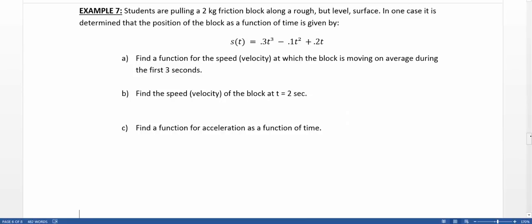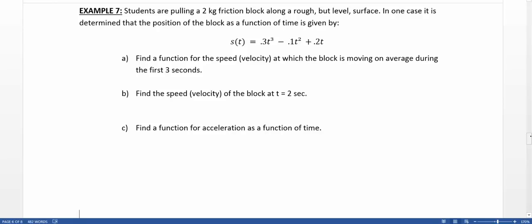Example 7. Students are pulling a 2 kilogram friction block along a rough but level surface. In one case, it's determined that the position of the block as a function of time can be modeled by s of t equals 0.3 t cubed minus 0.1 t squared plus 0.2 t.